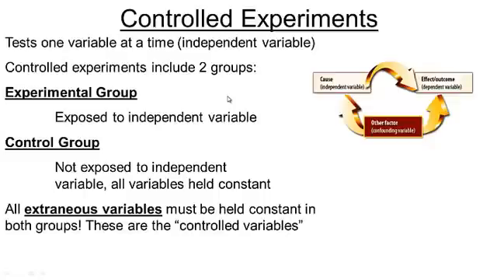Now, one other thing that we're going to be learning about here are called extraneous variables. These are also referred to as controlled variables because they have to be held constant in both groups. The value of making sure that you hold your extraneous variables constant is that way you really can tell whether or not the independent variable in fact has some sort of effect on your scientific subject.